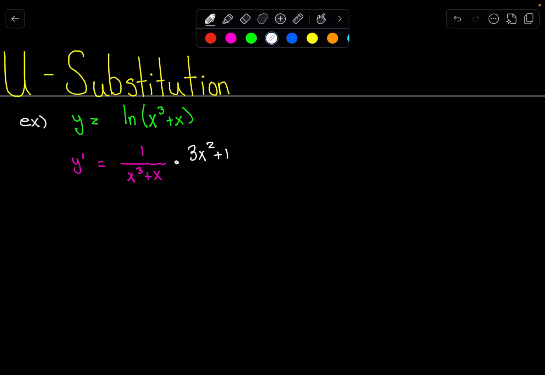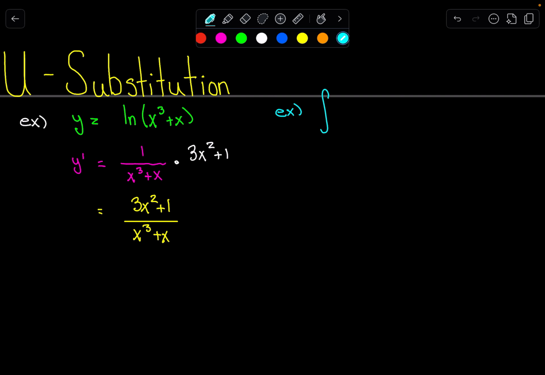And that's the derivative, right? So we can tidy this up and say our total derivative is 3x squared plus 1 over x cubed plus x. Okay. And so now that we're in Calc 2, a very reasonable question to ask would be to evaluate the integral of 3x squared plus 1 over x cubed plus x. So we're given this indefinite integral, which basically just translates for us, right?